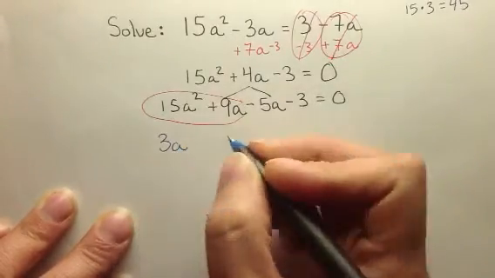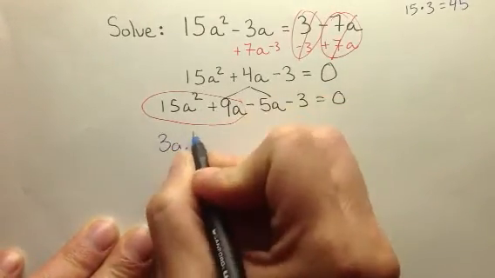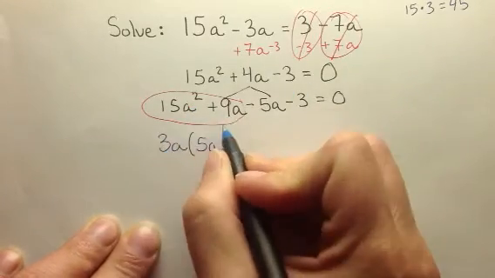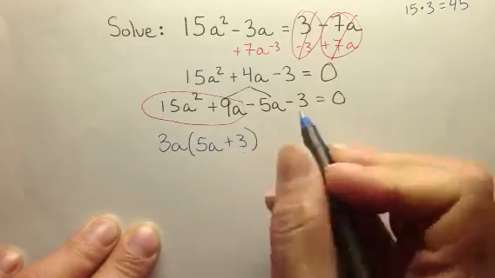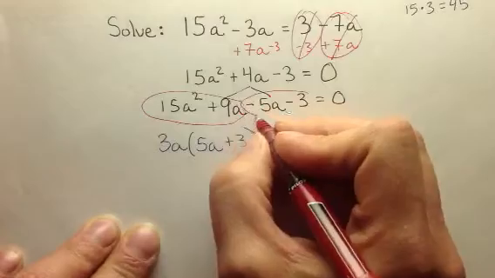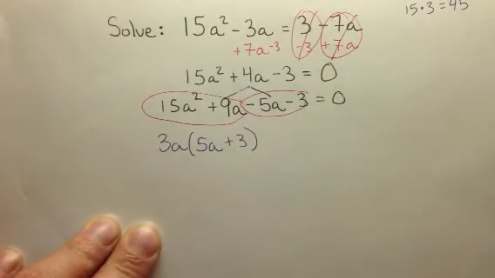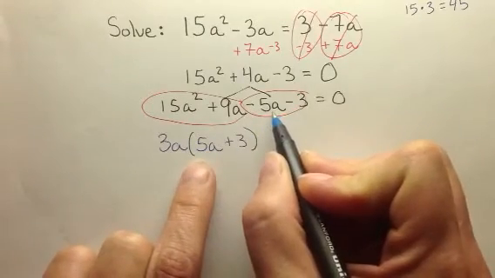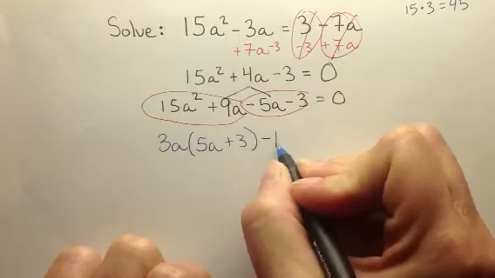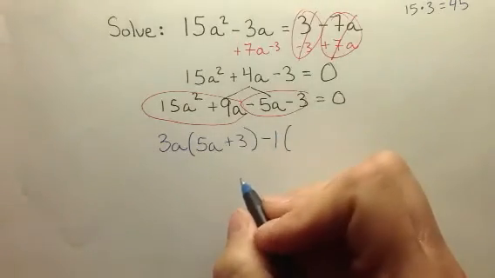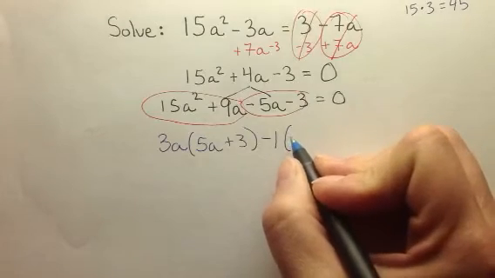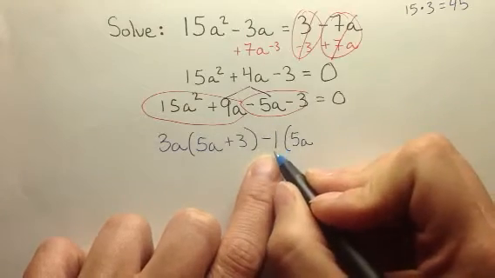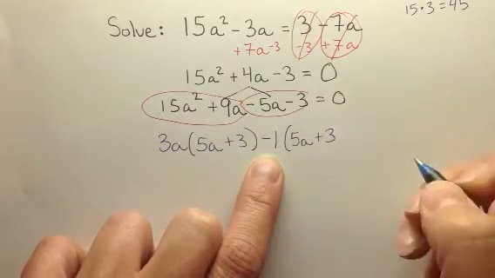Oh well. We switched colors here. 3a times 5a will give me 15a squared. And 3a times 3. Okay, now I'm going to group these two together. I'm going to need to factor out a negative because I want these to be the same. So I'm taking out a negative 1. I don't have to write the 1, but it makes more sense when I do the next step. So that would leave me with 5a, negative 1 times 5a is negative 5a, and negative 1 times positive 3 is negative 3.